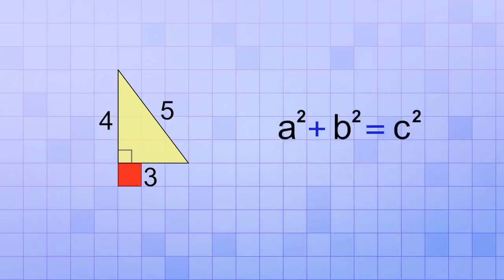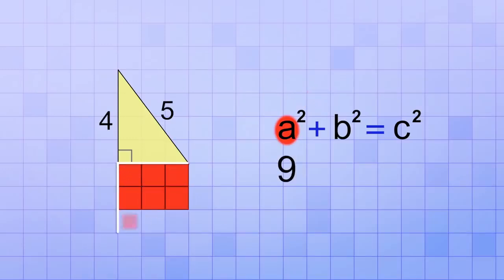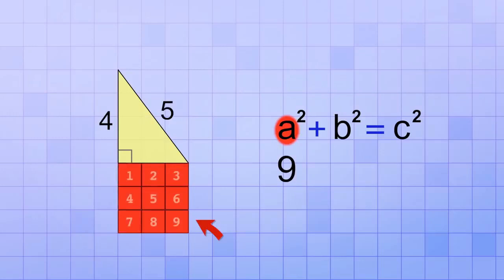Starting with the side that's 3 units long, which we'll call side a, what do we get if we square that side? Well, in arithmetic, squaring 3 means multiplying 3 times 3, which equals 9. And the geometric equivalent of squaring something actually results in a square shape. As you can see, this square contains 9 unit squares. So this red area represents the value a squared in the Pythagorean theorem.